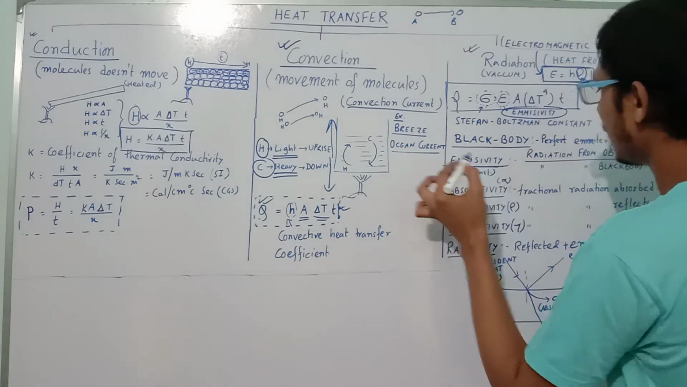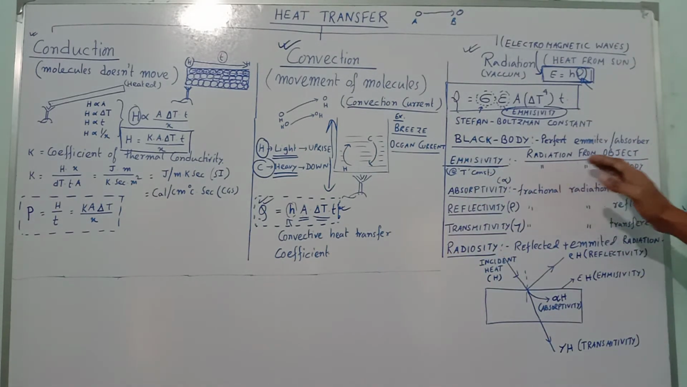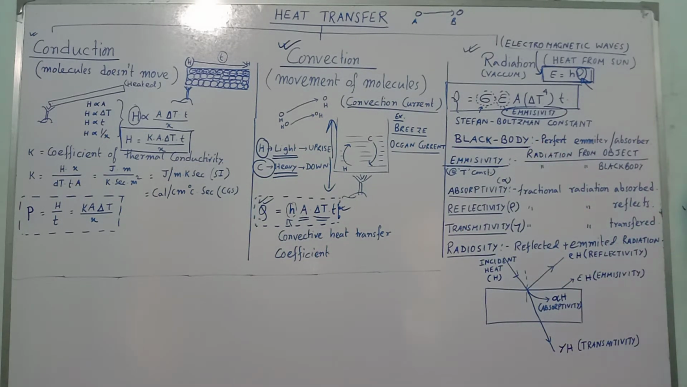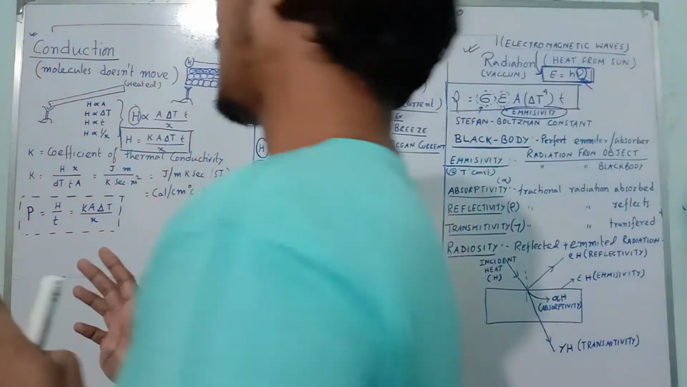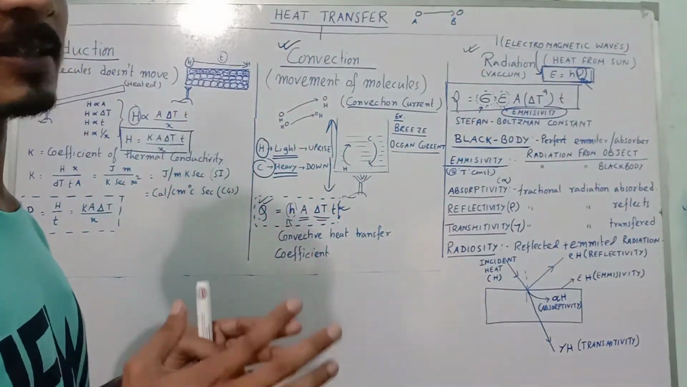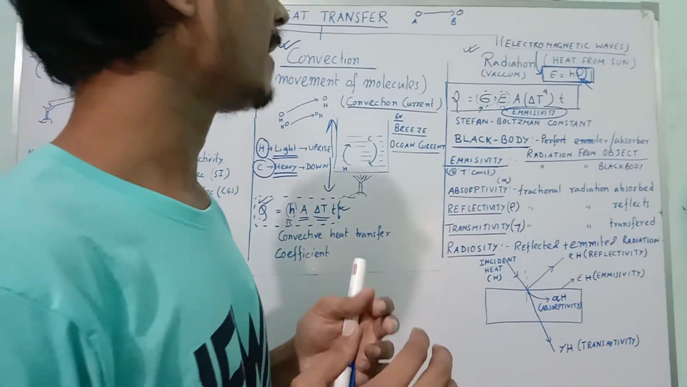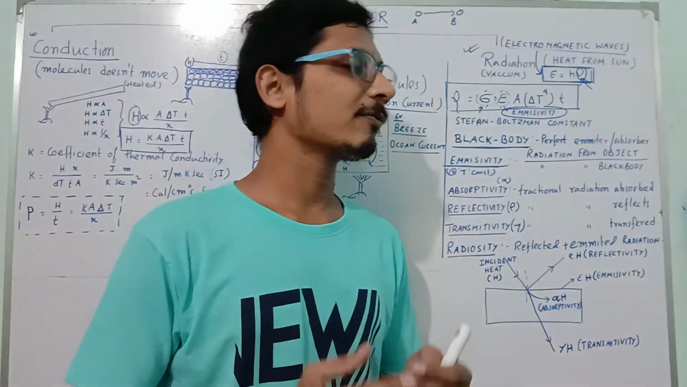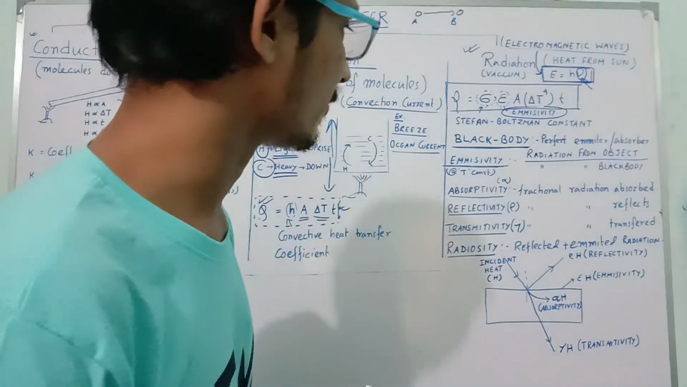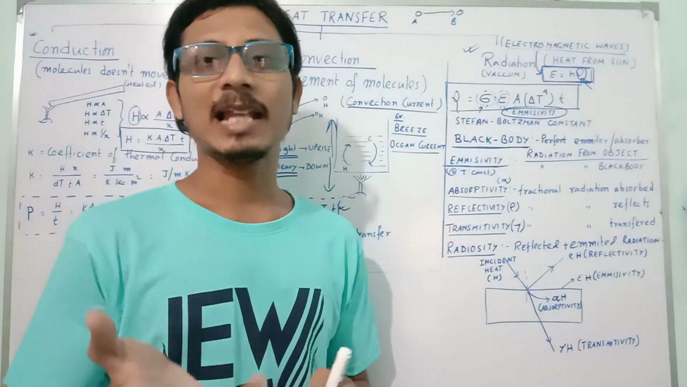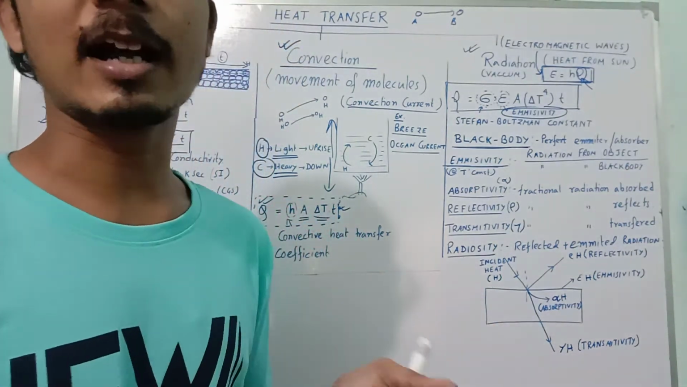Now what is emissivity? Emissivity is the ratio of the radiation of the object to the radiation of the black body, whereas temperature T remains constant. Now what is a black body? A black body is an object with perfect emitting capacity or absorbing capacity. That means a black body is a perfect emitter or perfect absorber. Whenever you supply a certain quantity of heat to a black body, it will absorb the total amount of heat, 100% of the heat.